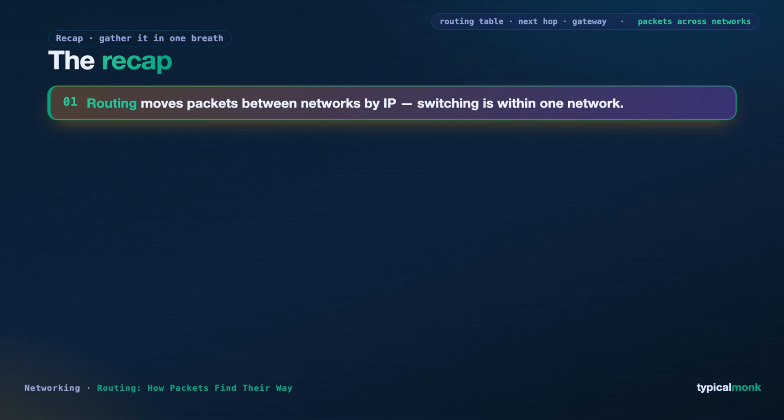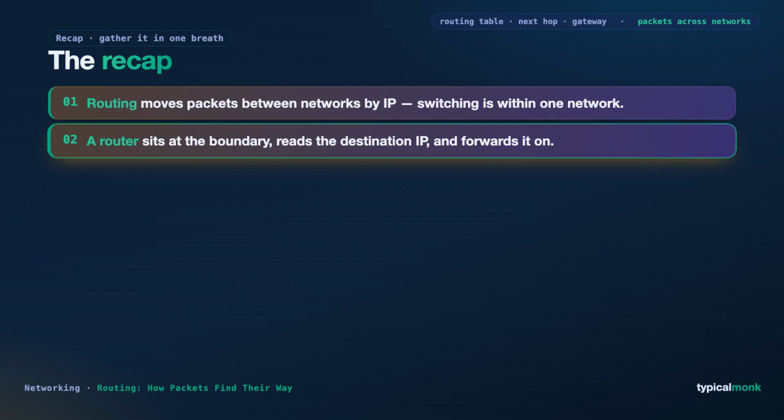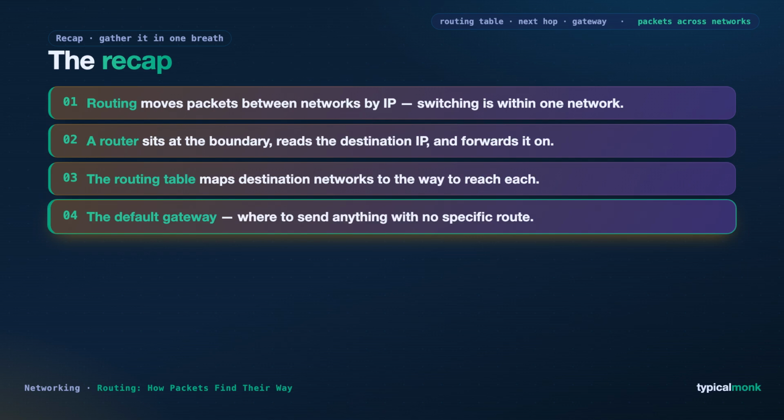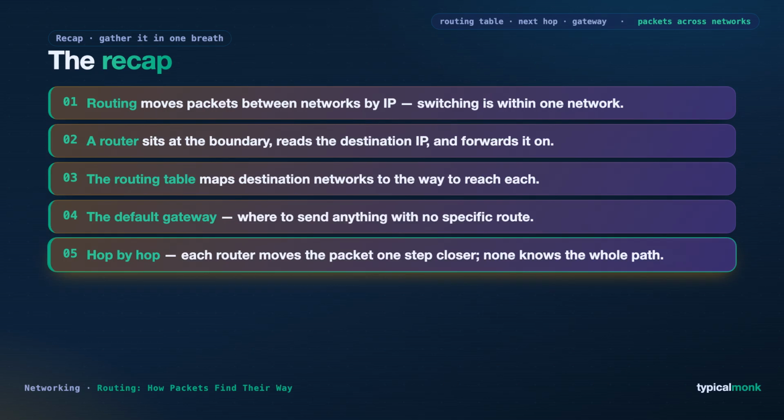Routing moves packets between networks by IP address, where switching moves frames within one network by MAC. A router sits at the boundary between networks, reads each packet's destination IP, and forwards it onward. The routing table is the router's map, listing destination networks and the direction to reach each. The default gateway is the route of last resort, telling the router where to send anything with no specific route. Packets travel hop by hop, each router moving them one step closer, none knowing the whole path.